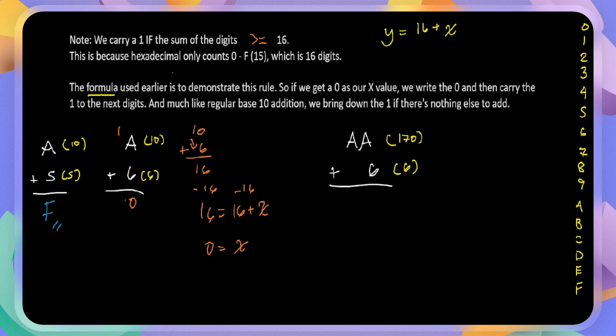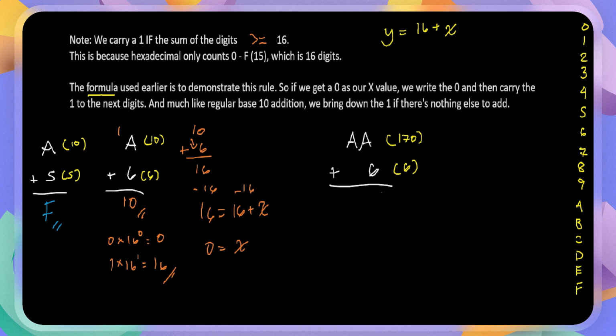And then we have a 1 here because we carried 1, since the sum of these digits is equal to 16. So let's just bring down the 1. So that's 10. And we can convert that to show you that's true. So 0 times any number is just 0. 1 times 16 raised to 1 is just 16. As you can see, that's true, because 10 plus 6 is 16.